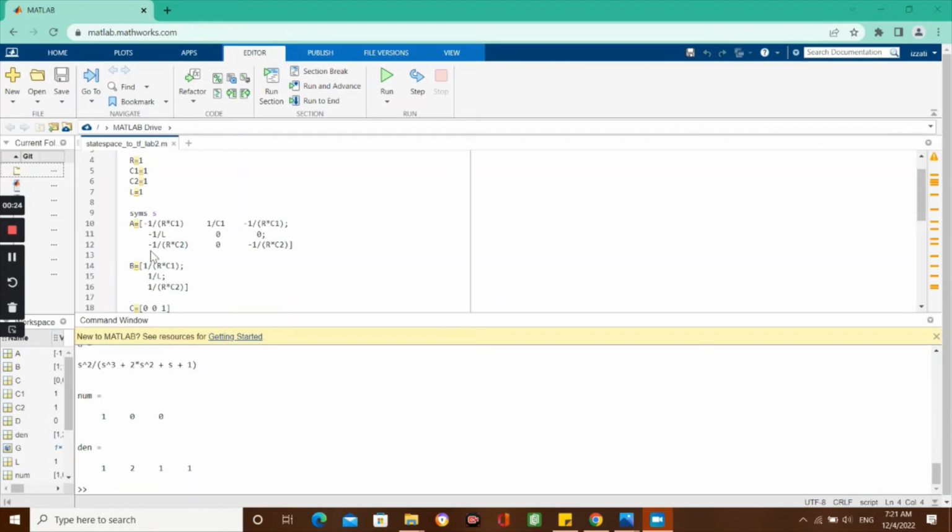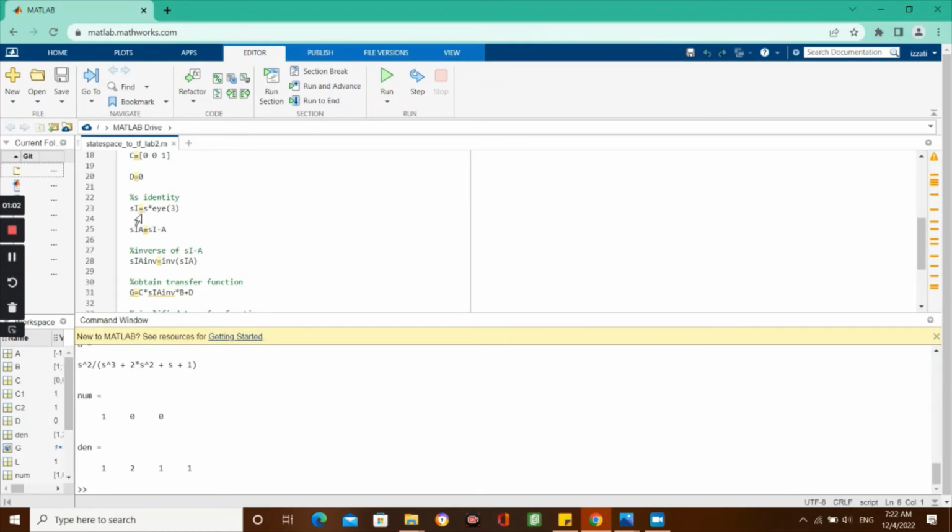Now I will explain to you the MATLAB of part B. First, we initialize the values of R, C1, C2 and L. Then we use the command syms s to declare the s parameter. After that, we declare the state variables A, B, C and D according to the state space that we get from part A.